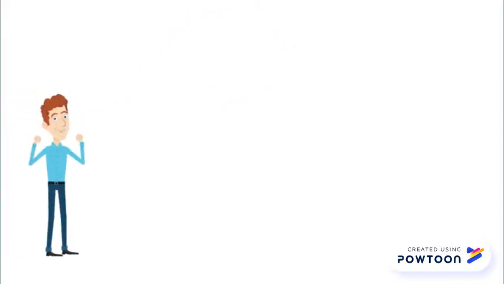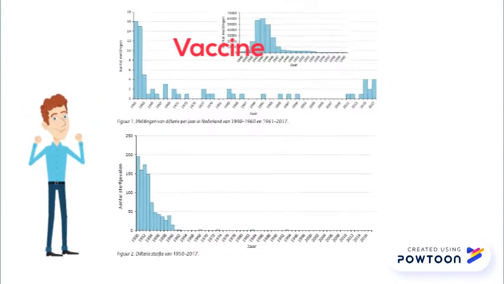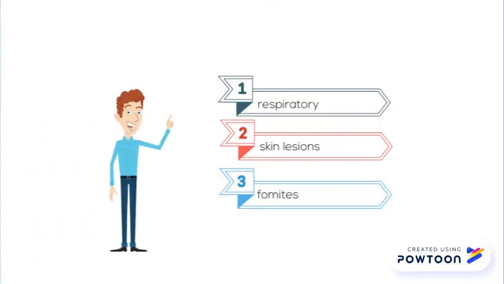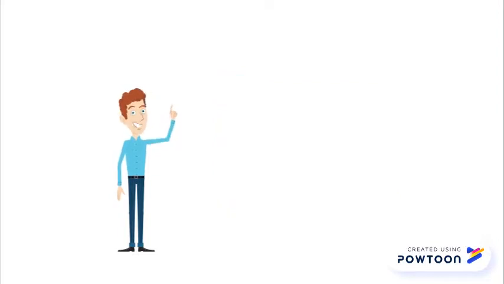With the introduction of the toxoid vaccine in 1923, incidence of diphtheria declined rapidly, and now there are only 6,000 cases worldwide and only 4 in the Netherlands. Diphtheria spreads through respiratory droplets and by skin lesions or fomites. As humans are the only natural host, it can only be passed from human to human.